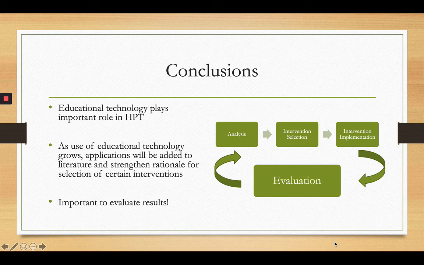Despite the limitations, educational technology plays an important role in human performance technology, both as an intervention to improve performance and with interventions to improve performance with the educational technology. As online learning becomes more popular and the use of educational technology grows, applications of human performance technology with educational technology will be added to the literature and strengthen the rationale for the selection of interventions and certain educational technologies.